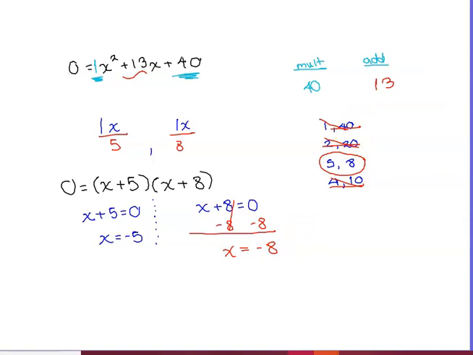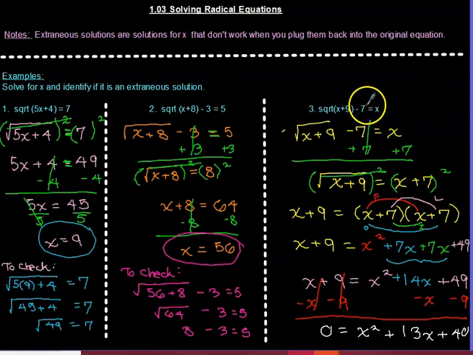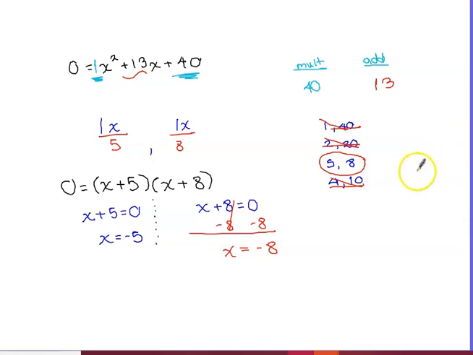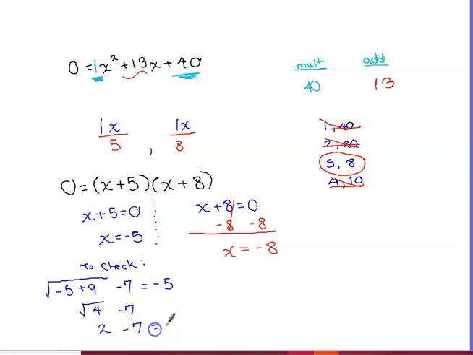So if you go back to the original problem, which is the square root of x plus 9 minus 7 equals x, we're going to plug this in to see which one of these might be extraneous. So if I were to replace the x in the original equation with negative 5, I would get the square root of negative 5 plus 9 minus 7 should equal x, which is again negative 5. Just checking if it's extraneous. Okay, so negative 5 plus 9 is 4. The square root of 4 is 2. Bring this down. 2 minus 7 does equal negative 5. So this would be correct.